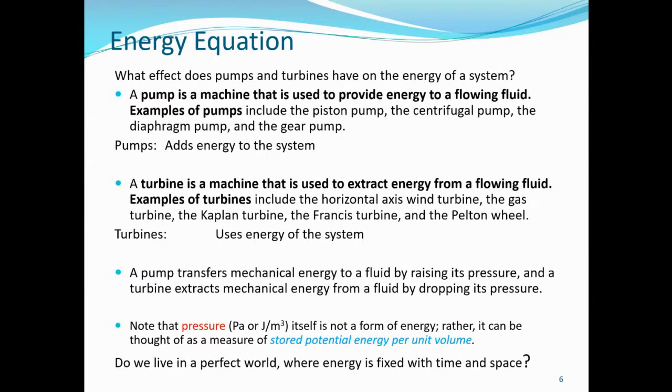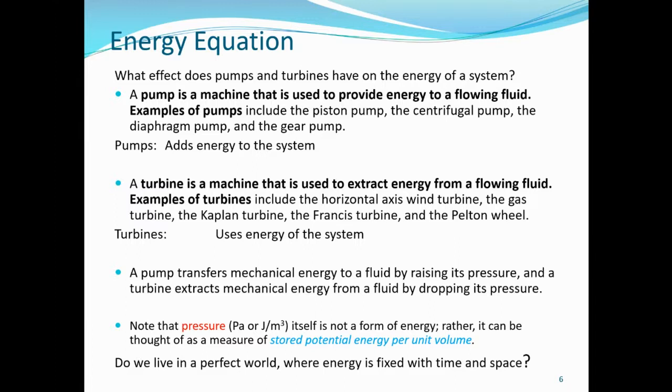While a turbine is the reverse, it subtracts energy from the system. A turbine is a machine that is used to extract energy from a flowing fluid. Examples of turbines include the horizontal axis wind turbine, the gas turbine, the Kaplan turbine, the Francis turbine, and the Pelton wheel turbine. They extract energy from a fluid and use that energy to rotate a shaft, which is connected, let's say, to an alternator, a generator, where electricity is generated as a result of the mechanical movement of the turbine. And a pump transfers mechanical energy to a fluid by raising its pressure.